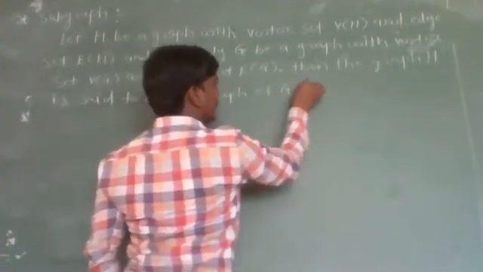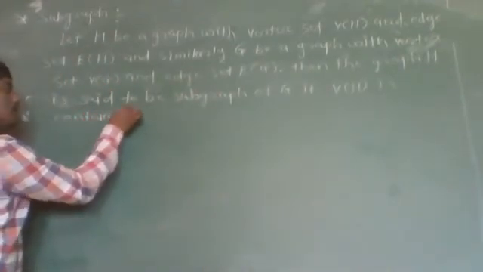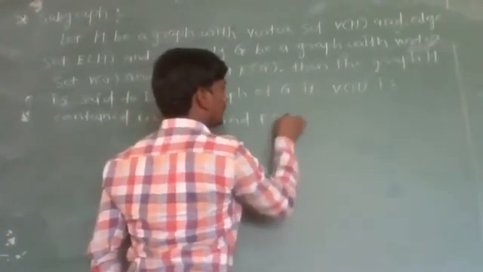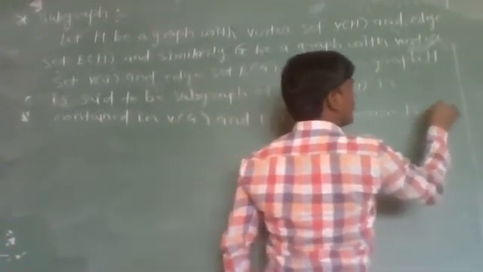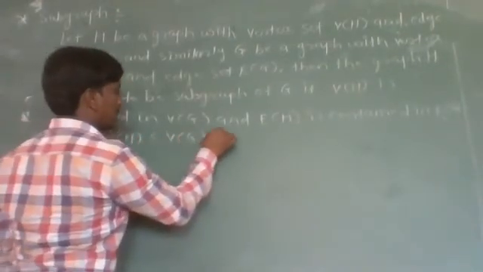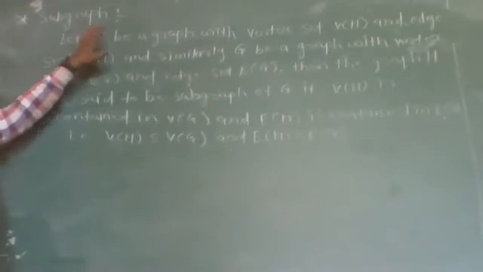if the vertex set of H is contained in the vertex set of G and the edge set of graph H is contained in the edge set of graph G. That is, if the vertex set of H is contained in the vertex set of G and the edge set of H is contained in the edge set of G, then we say that H is a subgraph of graph G. Let us take one example.